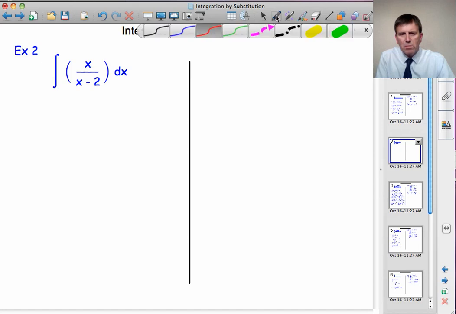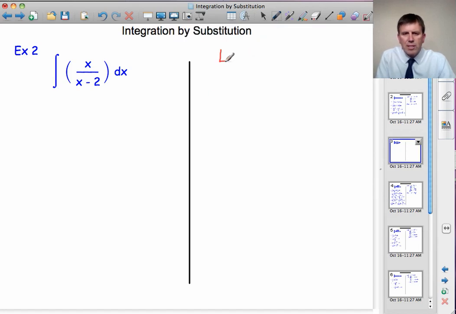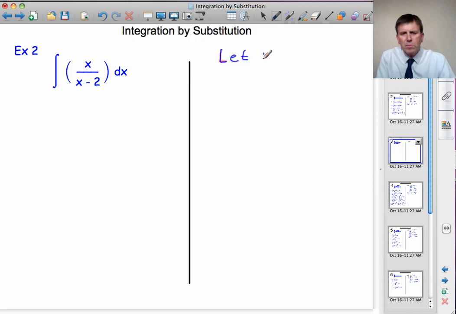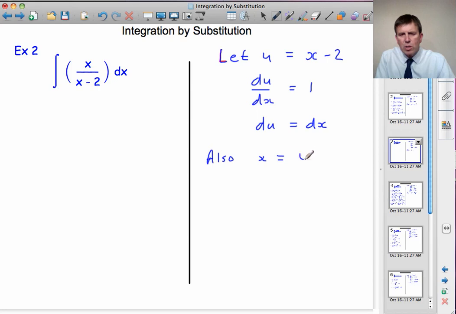Right, let's get back to our problem and say let u equal x minus 2. So du by dx, if I differentiate that, will be equal to 1, which means, as in the last example, du is the same as dx. Now I will want to know what x is in terms of u, and you can see here if I take the minus 2 to the other side, that's right, also x equals u plus 2.